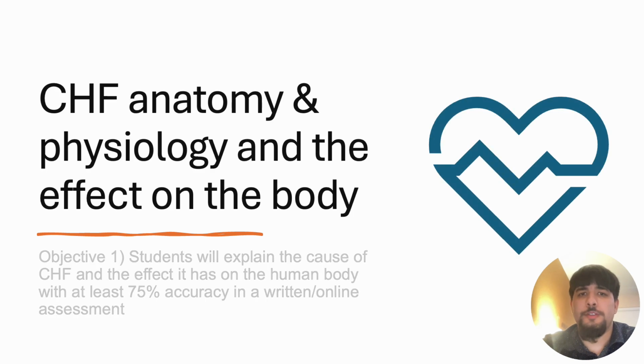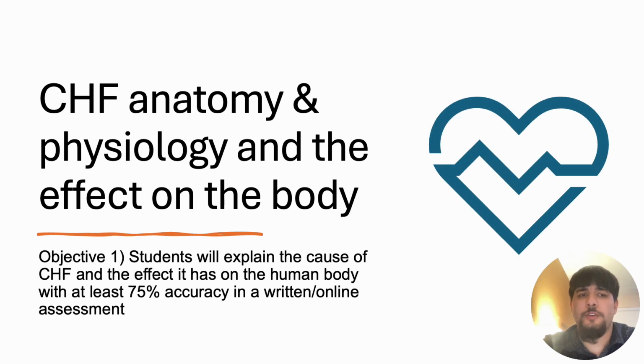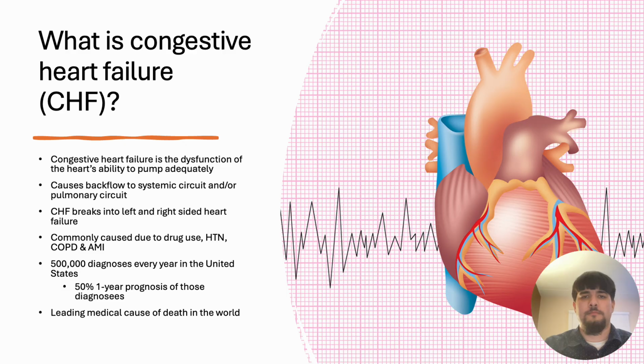So to start our lesson off, first we're going to be talking about congestive heart failure's anatomy and physiology and the effect it has on the body. This is going to be going over objective 1, where students will be able to explain the cause of CHF and the effect it has on the human body with at least 75% accuracy in a written or online assessment. So first off, what is congestive heart failure?